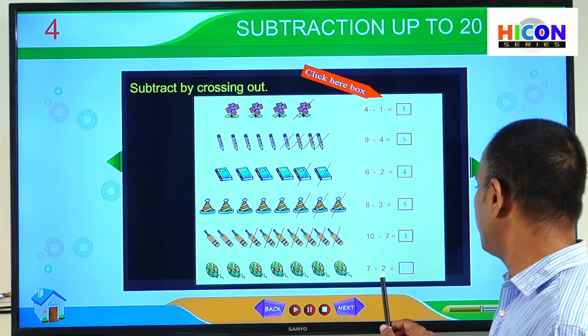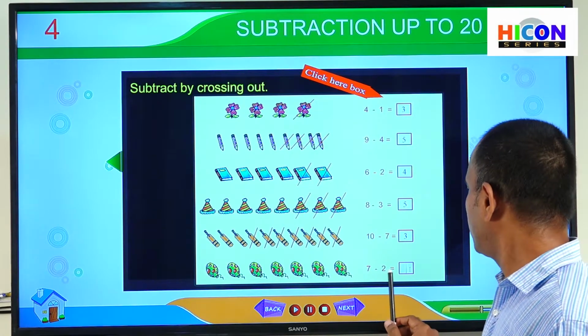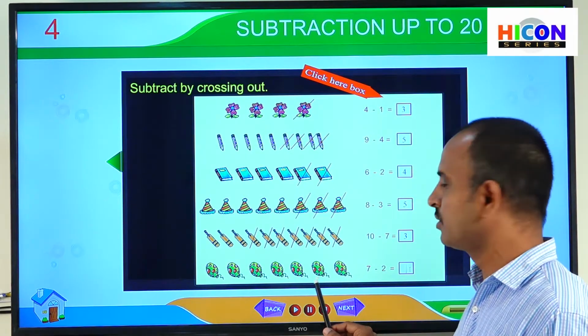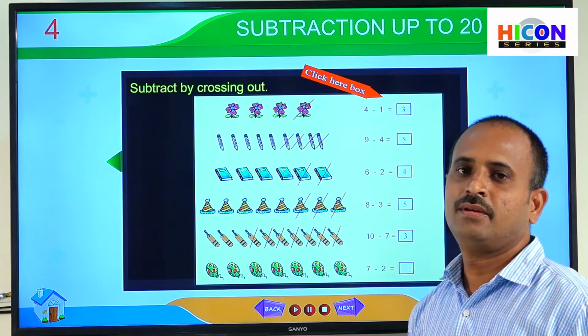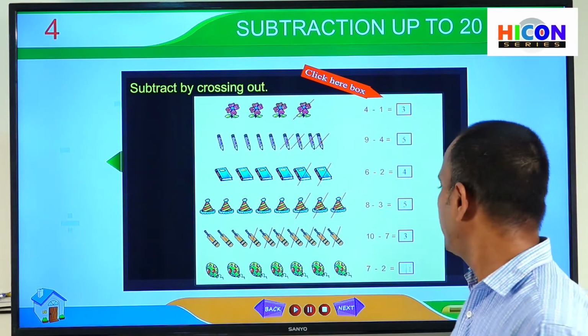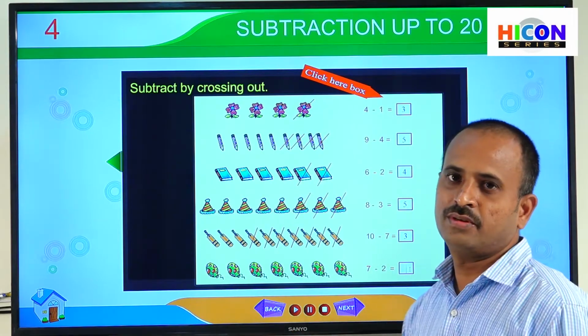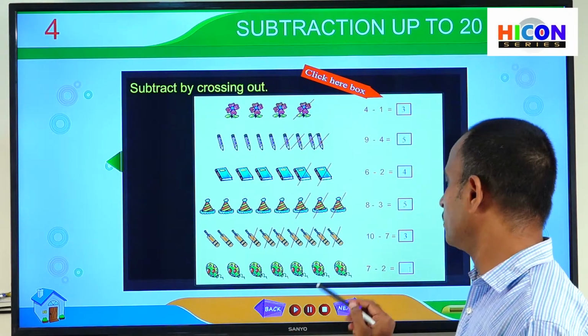And what is the second number in the subtraction? 2. The second number in the subtraction represents the number of balloons to be taken away. So how many balloons do we have to take away? 2 balloons we have to take away from these 7 balloons. So strike off 2 balloons.